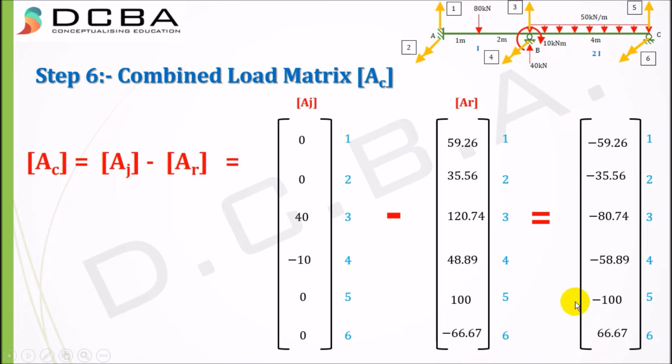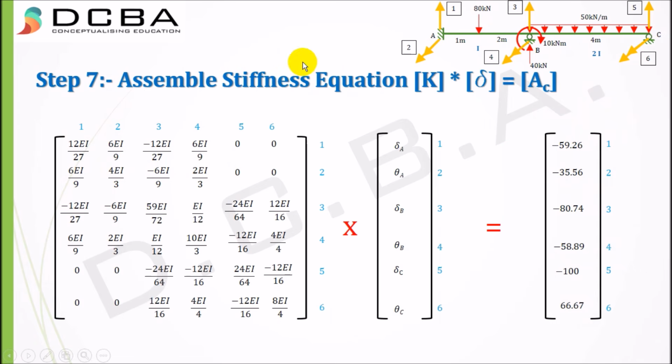This is my combined load matrix, and we will use this to find the unknowns, that is dk. Now, assemble stiffness equation is our seventh step, and this is my stiffness equation, that is total stiffness matrix into the delta, that is unknown matrix or the displacement matrix, is equal to AC, that we just found in the previous step. K, the total stiffness matrix, was found in step 3.